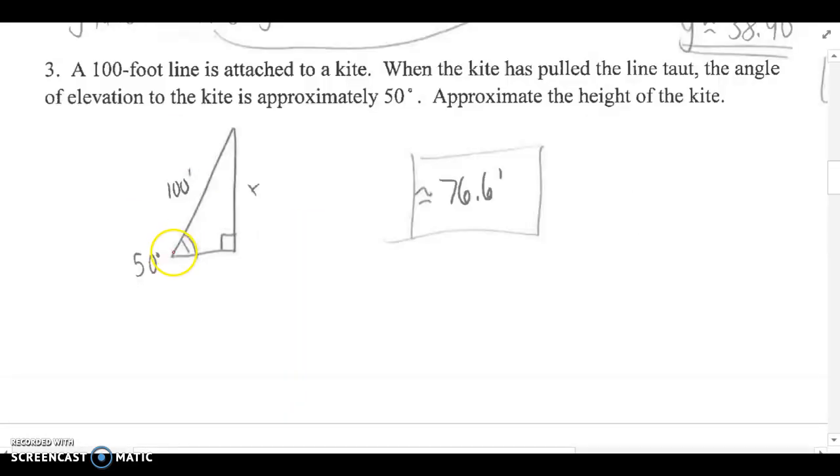This is problem number 3. We have the line of the kite is 100 feet. The angle of elevation is 50 degrees. So then the height of the kite can be found by taking the tangent of 50, or excuse me, the sine of 50 degrees equals x over 100. Solve that for x, we get about 76.6 feet.